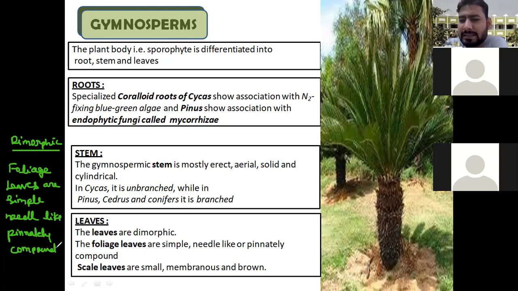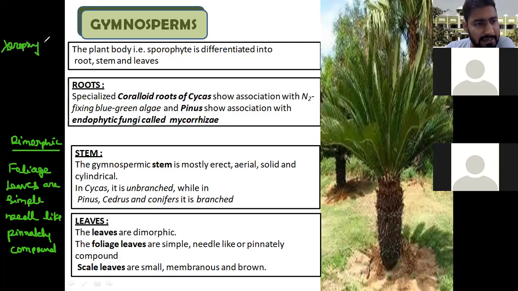Needle-like means what are the characteristics? These plants have adapted to which habitat? If the leaf is needle-like, the plant has adapted to which habitat? Xeric habitat. Desert. Yes, desert, that is xerophytic. Correct. They adapted to xerophytic conditions.